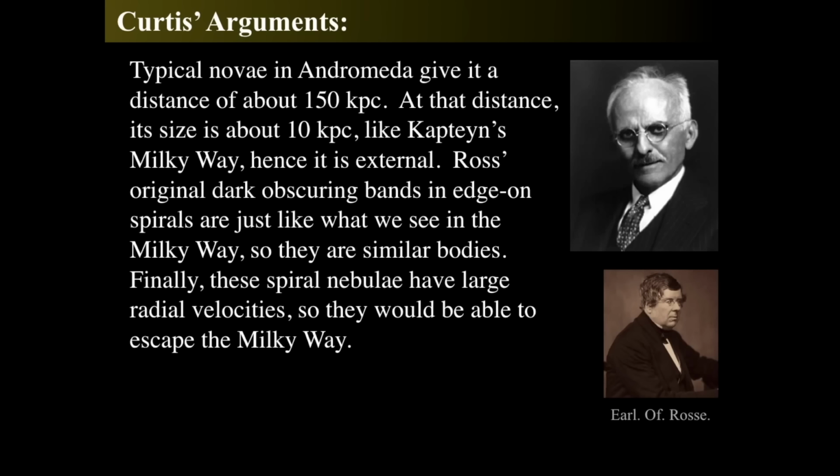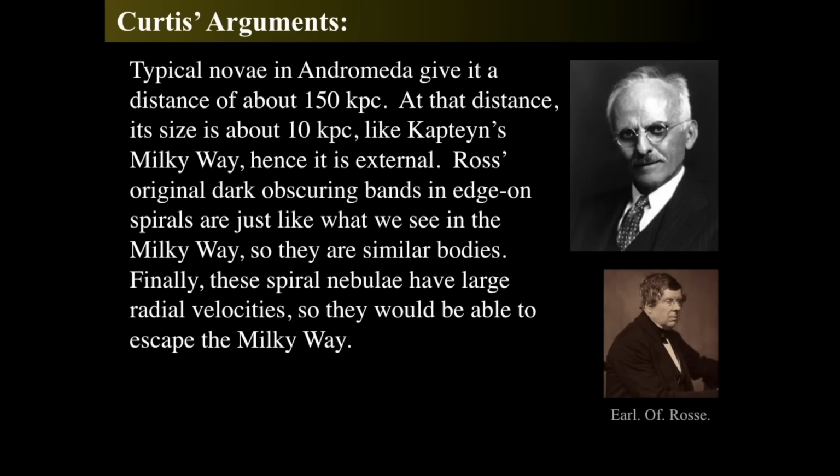He also argued extensively that the Earl of Ross's original dark obscuring bands that he saw with the Leviathan, and we're seeing with subsequent telescopes for a long time, are just simply edge-on spirals, just like you would see in the Milky Way. So take a spiral nebula and look at it edge-on, and you've got this disky dark structure, and you've got a line through it, which is exactly the Milky Way. So they must be similar objects. And finally, he said, well, the spiral nebulae have really large radial velocities, so they should be able to escape the Milky Way.